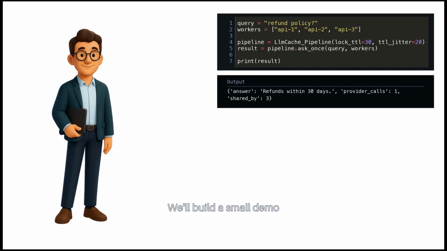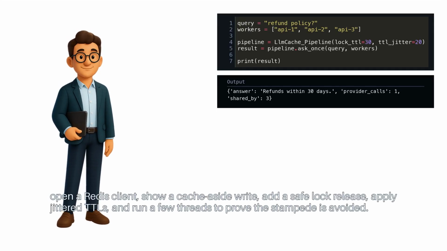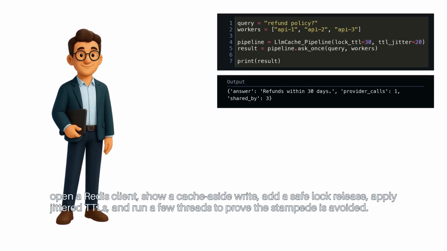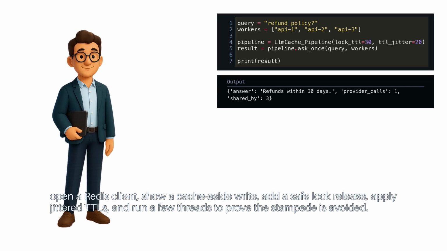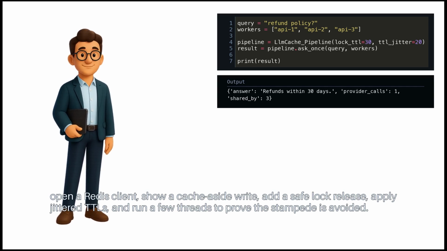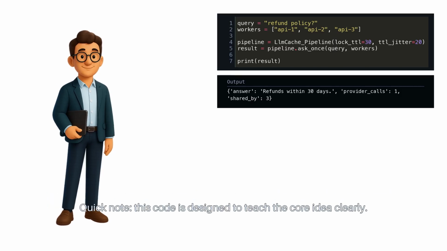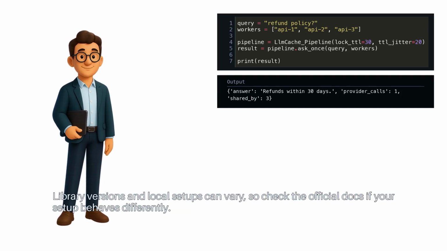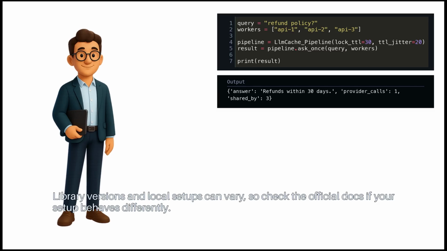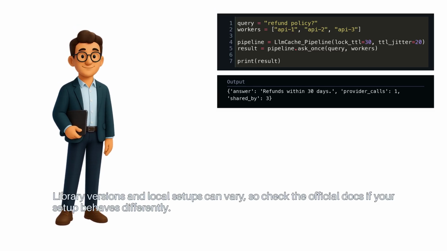We'll build a small demo. Open a Redis client, show a cache-aside write, add a safe lock release, apply jittered TTLs, and run a few threads to prove the stampede is avoided. Quick note, this code is designed to teach the core idea clearly. Library versions and local setups can vary, so check the official docs if your setup behaves differently.